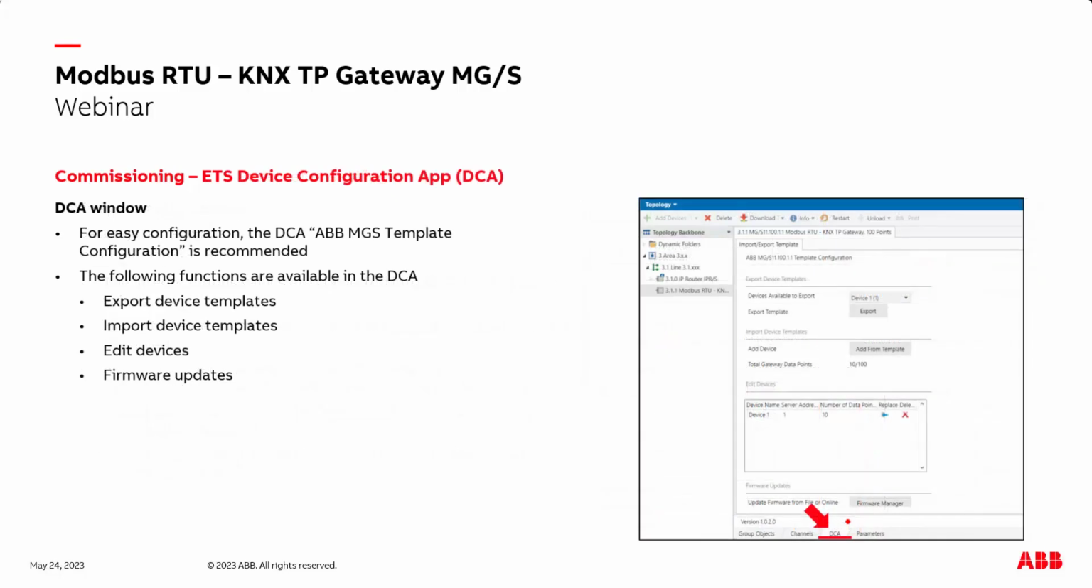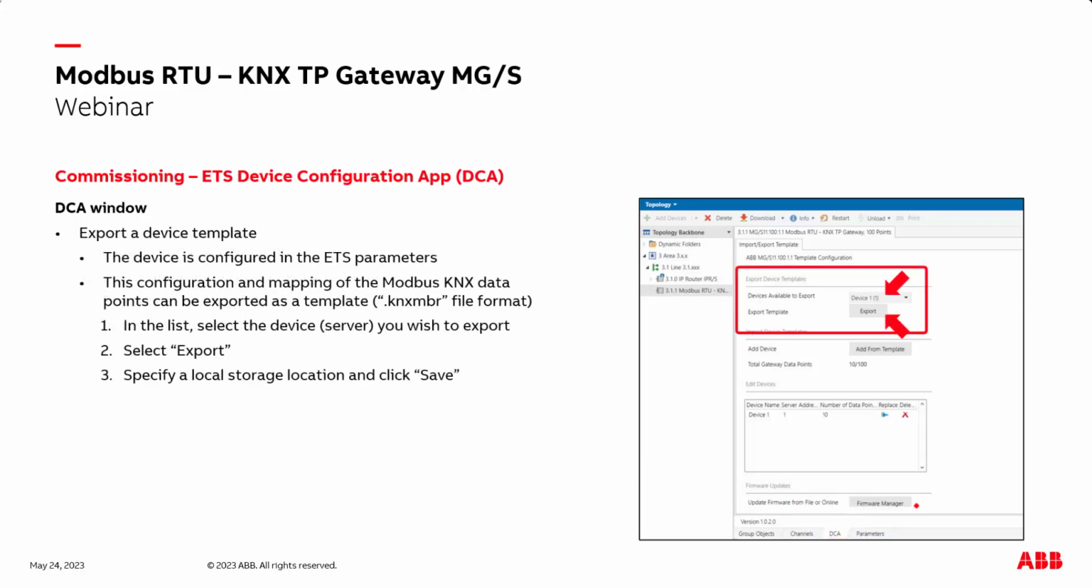Good, then let's come to the so-called device configuration app. We leave our parameter window and go to DCA, and in DCA we have the settings. At first, we can export a mapping when we have created our own mapping. We can import a mapping from our database or from our hard disk, for example, and we can edit our devices. And the last one, we can make a firmware update. That is not really necessary. It is recommended to use the DCA because it makes life easier.